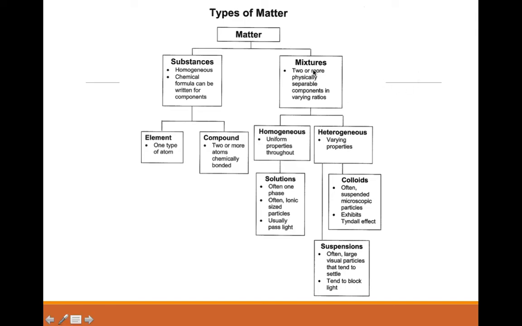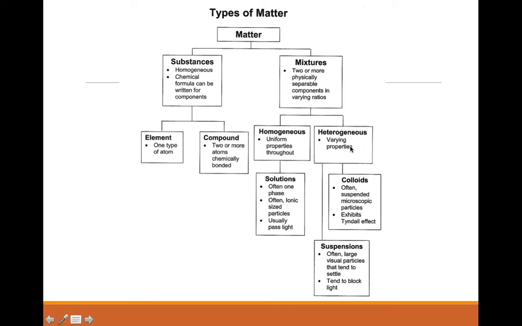Again, we can further divide mixtures into homogeneous, which are uniform throughout the mixture, and it's broken up into solutions, and light will easily pass through it. So we can use the Tyndall effect, or the lack of the Tyndall effect, and relate it to a solution.